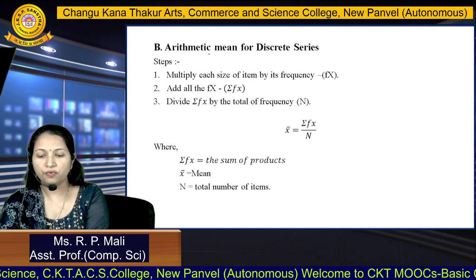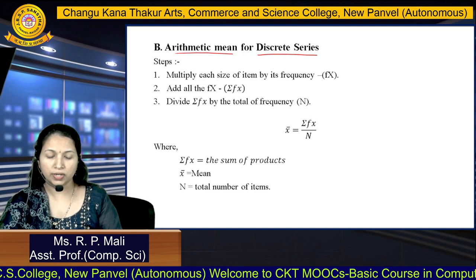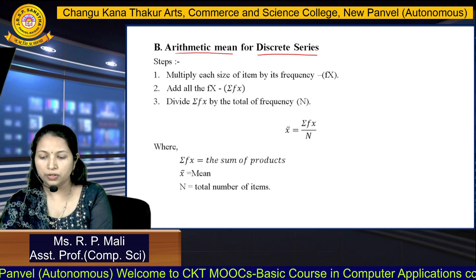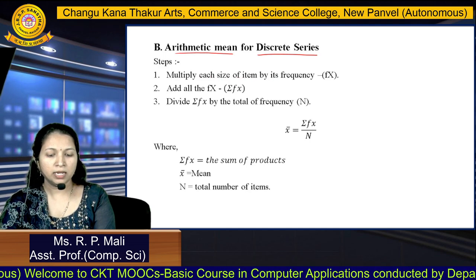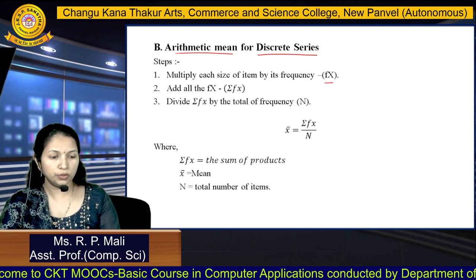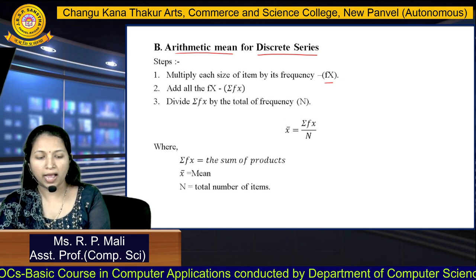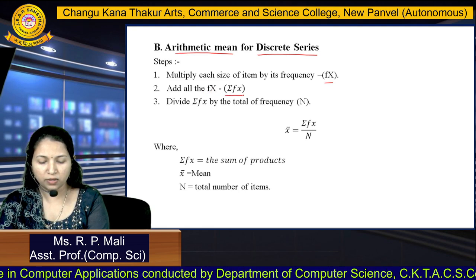Then we are going to find the arithmetic mean for what? Discrete series. Okay, the formula is a bit the same, but a minor difference is there. So the first step is what? Multiply each size of item by its frequency. We are going to multiply each item by its frequency, then we are going to add this column. After adding all the fx, you will find what?